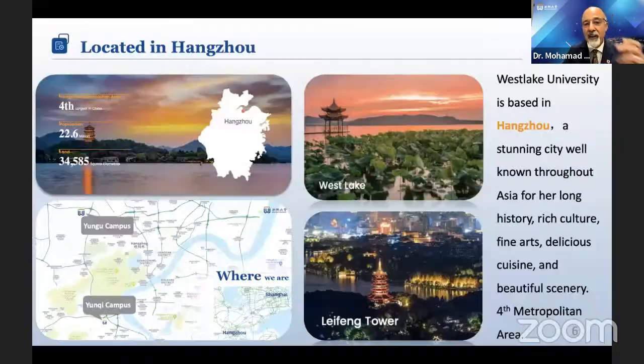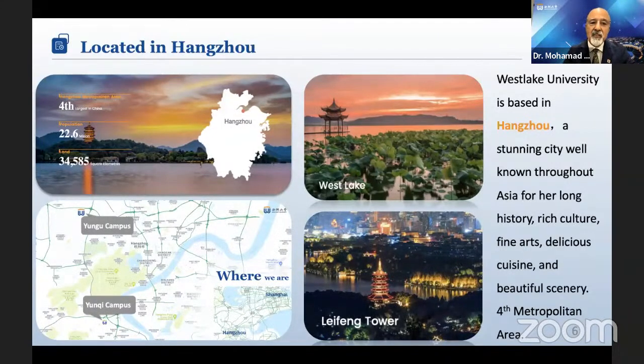So where are we? We are in Hangzhou. Hangzhou is around 300 kilometers from Shanghai. Everyone knows Shanghai. Hangzhou is the number 4 metropolitan area in China. The city has 12 million people, but the metropolitan area is double, around 22.6 million people. The area is very large. We talk about 34,000 square kilometers.